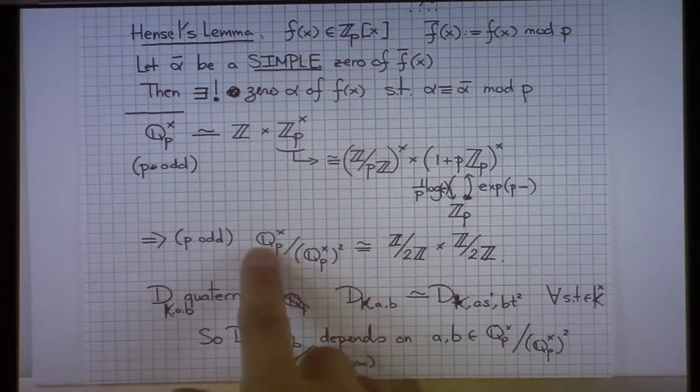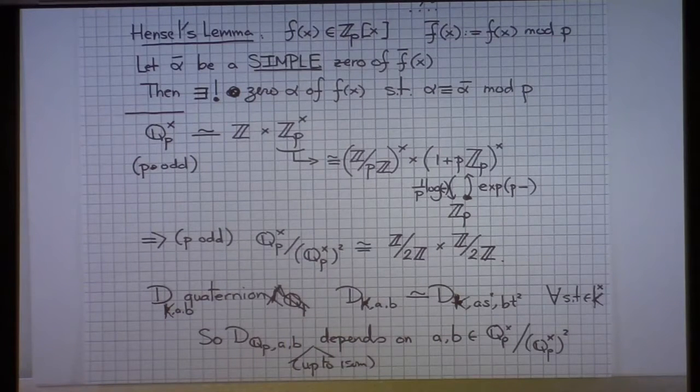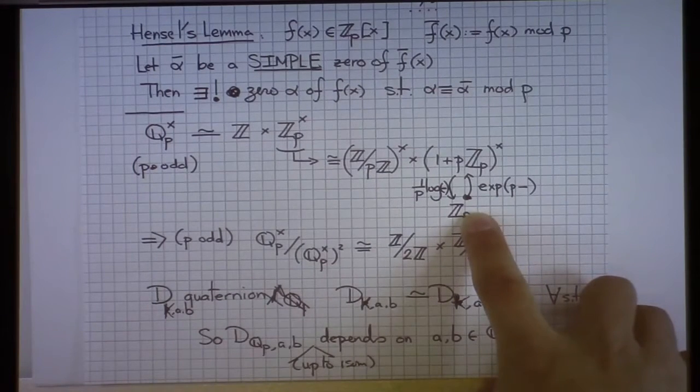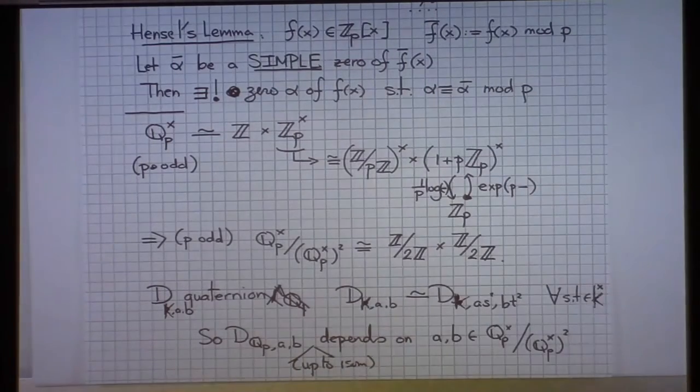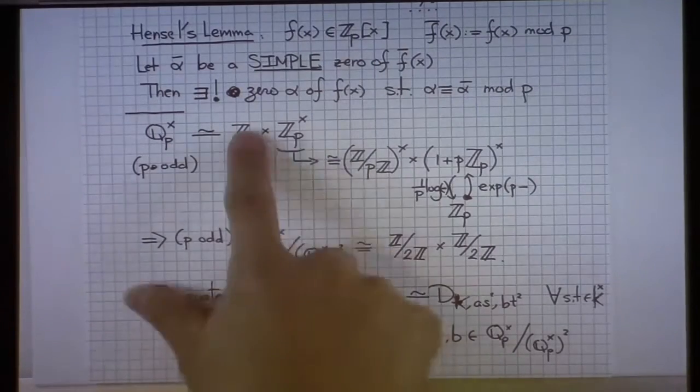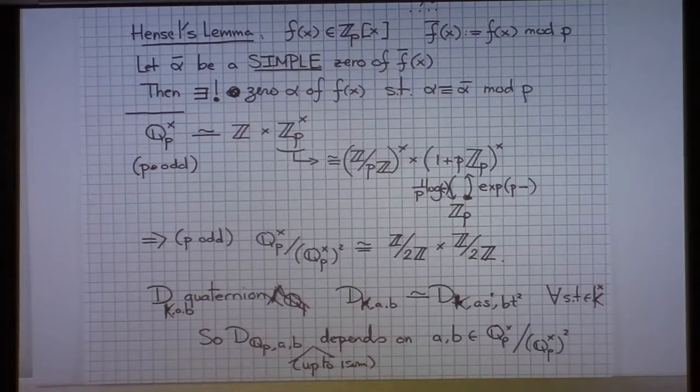Now I look at those non-zero elements of Q_p divided by the squares. The last factor is Z_p here, and because p is invertible in Z_p, 2Z_p is just the same as Z_p. So the last factor does not contribute anything. The first 2 factors each contribute Z mod 2Z. The reason I want to study Q_p cross over Q_p cross squared is because at the end of the day, I want to understand the quaternion algebras over Q_p.